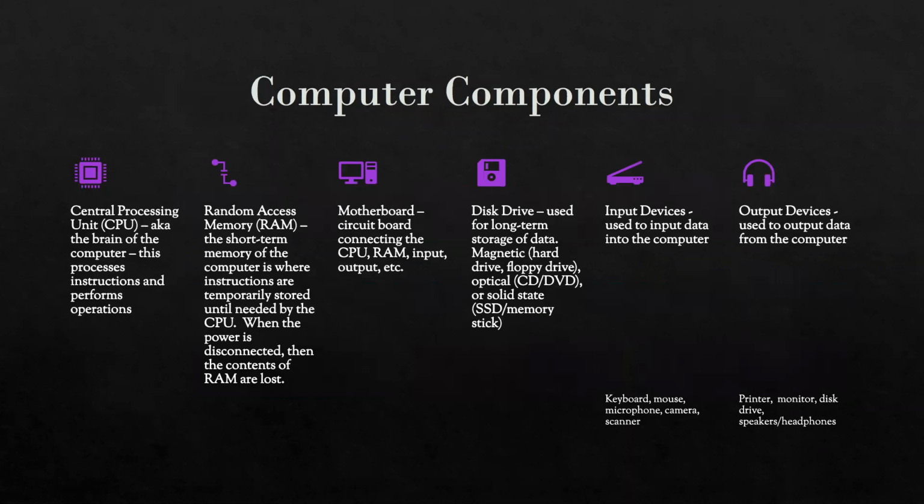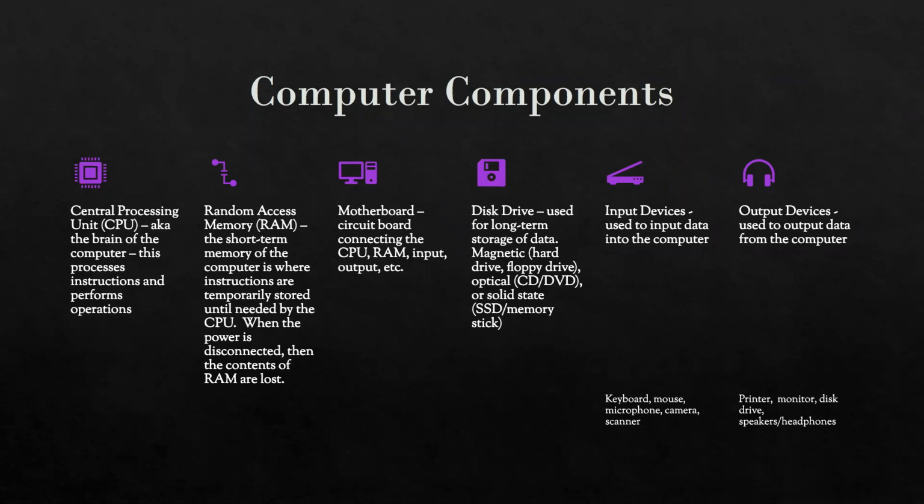Now, computer components. We have a central processing unit or CPU. This is what we refer to as the brain of the computer. This processes all instructions and performs operations, okay? Next, we have the random access memory or RAM. This is the short-term memory of the computer. This is where we temporarily store things until they're needed by the CPU. Now, when the power goes out, RAM loses its contents, okay?